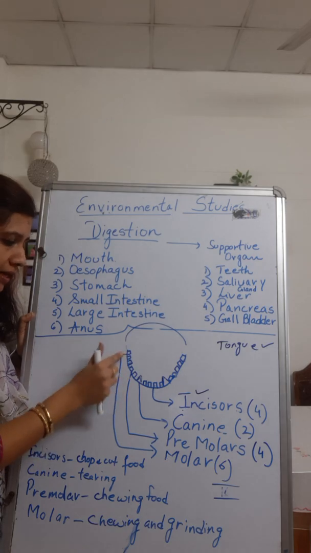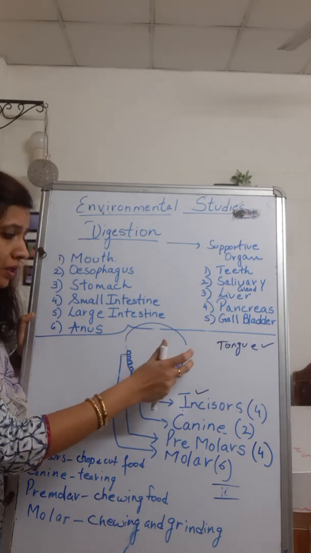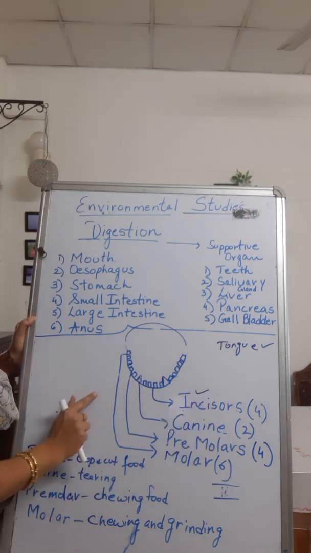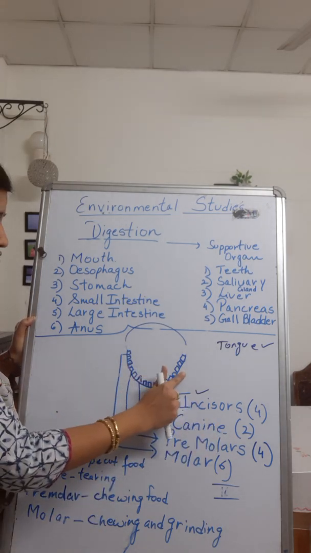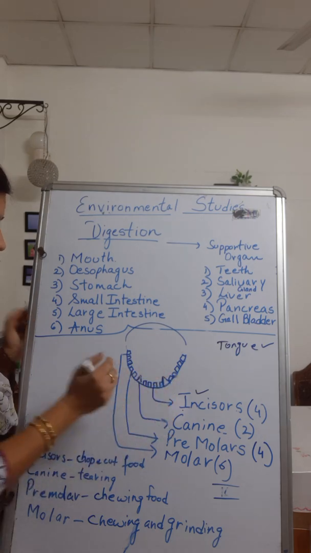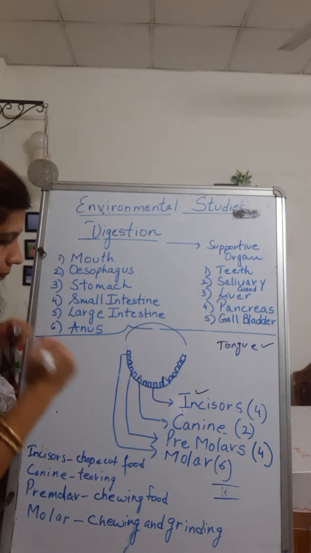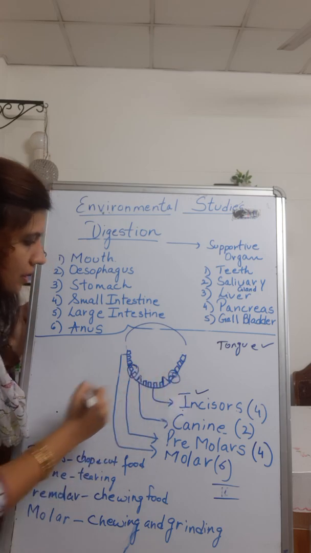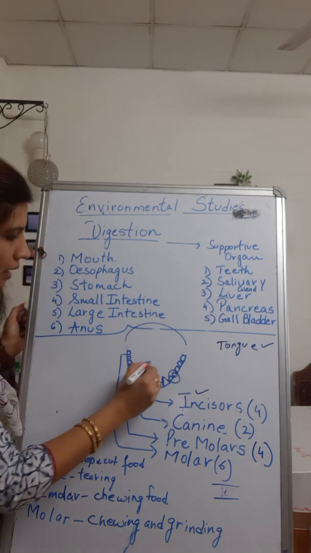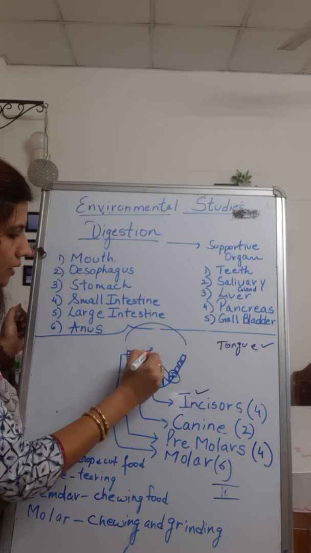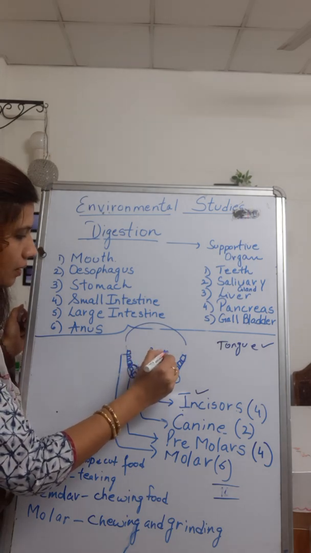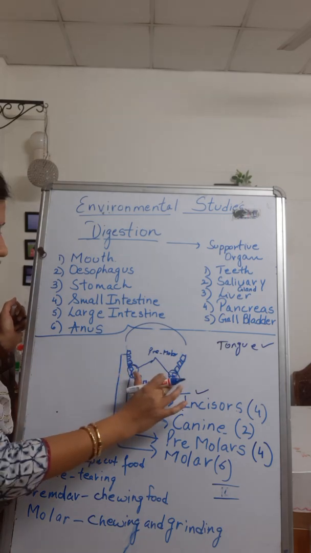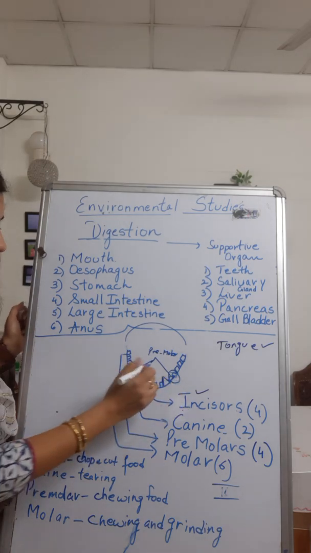Now, at the back of it, we have the molars. Premolars we have 4, that is 2 here and 2 here. If you can see this, these are 2 here and 2 here. These are premolars. 2 here and 2 here. That makes a total of 4.